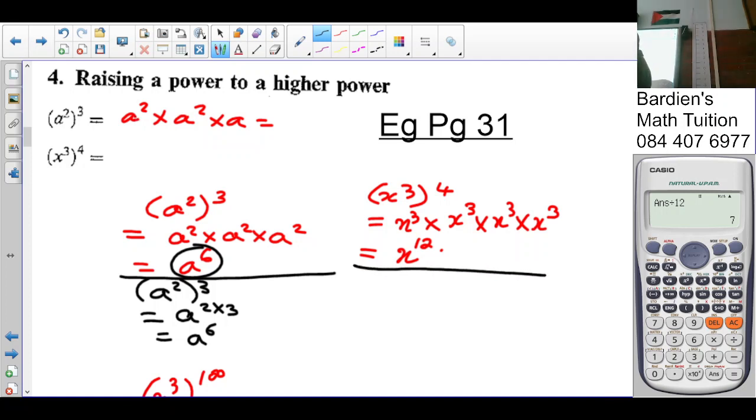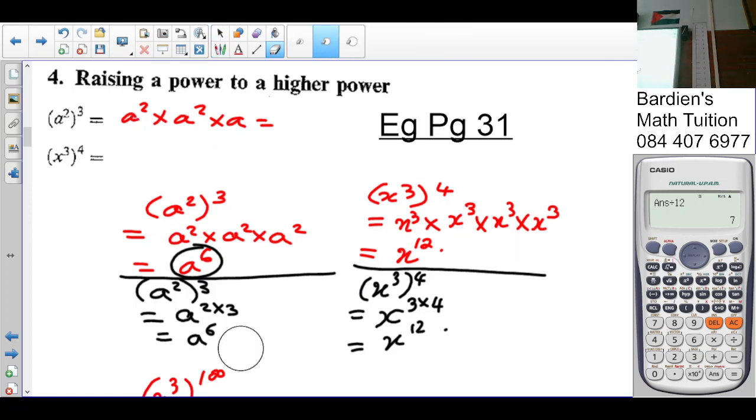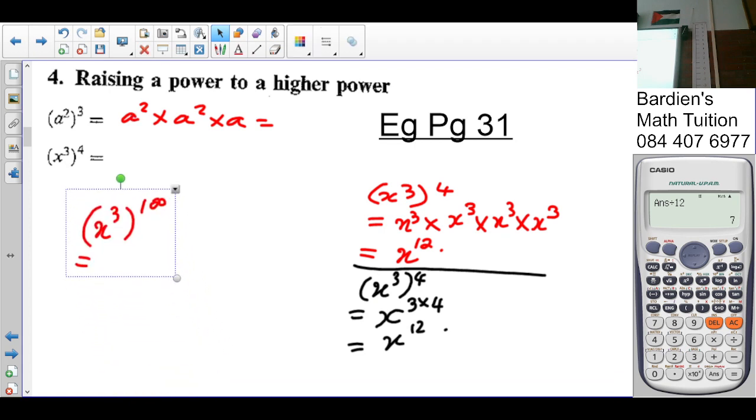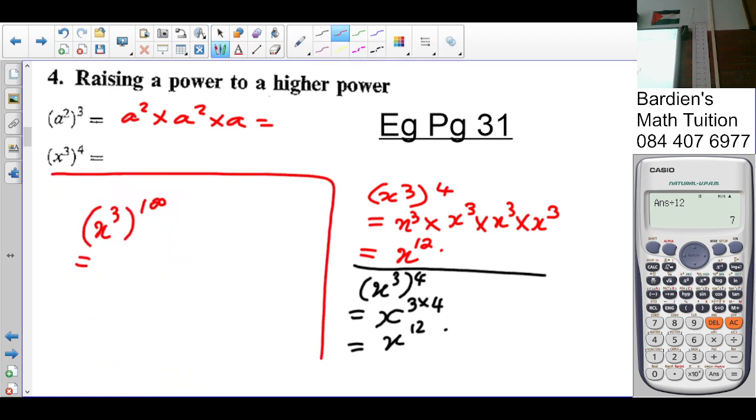Let's look at the next one. It's x cubed raised to the exponent 4. So we say that's going to be x to the 3 times 4. What is 3 times 4? Can you see that, people? So coming back to the one I asked you earlier on, x cubed raised to the exponent 100, you can say x to the 3 times 100, which is x to the 300.